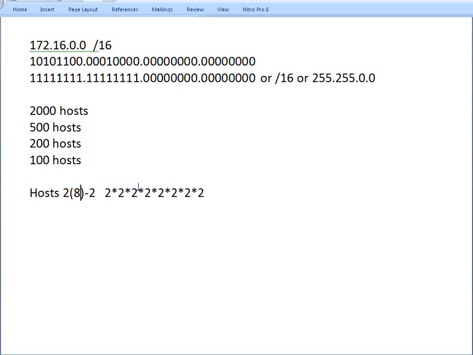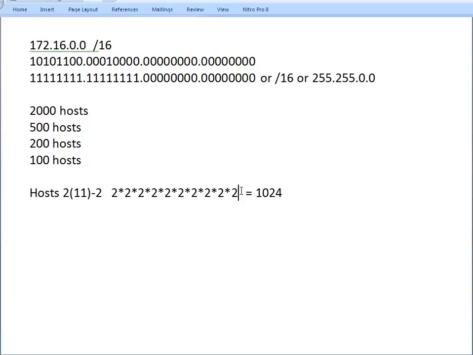So how about 10 zeros? If we borrow 10 zeros, 2 to the power 10: 4, 8, 16, 32, 64, 128, 256, 512, 1024. That's not enough for 2000. 2 to the power 10 is 1024. So we have to multiply by 2 one more time, so 11 zeros.